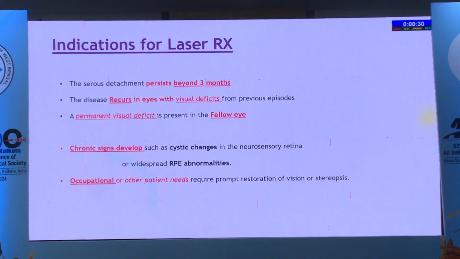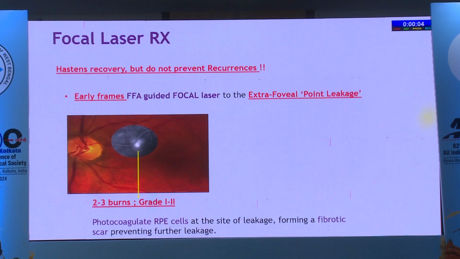Now coming to the management. Usually it's a self-limiting disease. We observe up to 2 to 3 months for resolution, and if it persists beyond that, or if it recurs in eyes with visual deficits, or if the other eye has a permanent visual deficit because of CSC, or chronicity signs develop like intraretinal cystic changes and RPE changes, or the patient has occupational needs for early visual rehabilitation, we treat. The simplest treatment, as you know, is focal laser. It hastens recovery, but it doesn't change the recurrences or the disease in the long term.